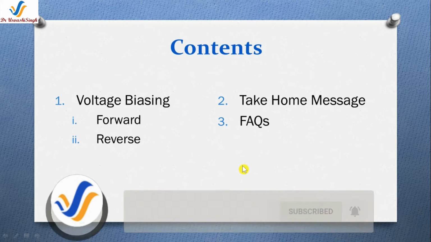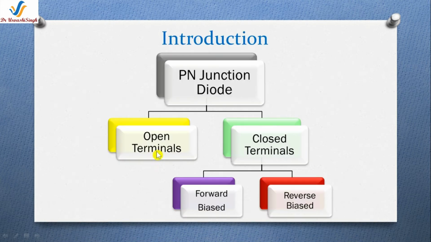So let's start with the topic. Students, as you have seen in my previous video how the PN junction behaves when the terminals anode and cathode are left open. Now in this video I will focus on how the PN junction works when a voltage is applied across its anode and cathode terminals, that is the closed terminals case. The electrical conduction properties we are going to study. So it can be operated in forward bias or the reverse bias mode.